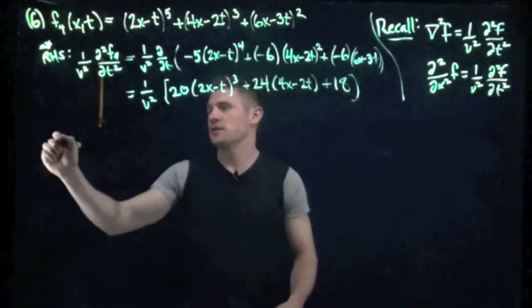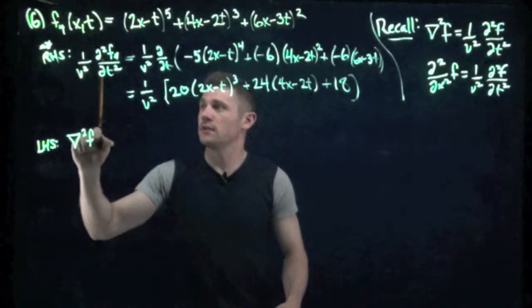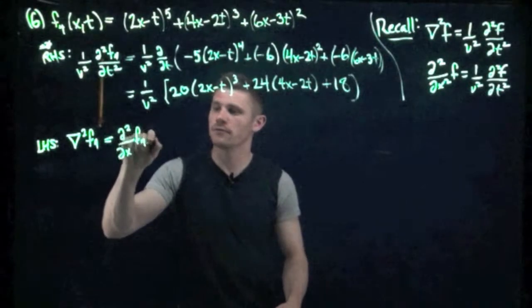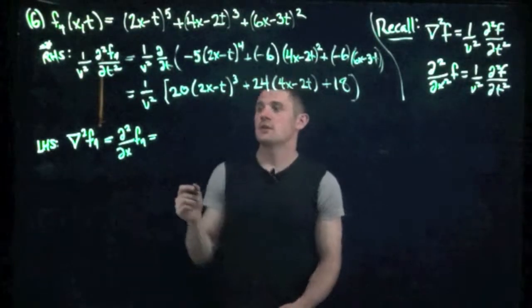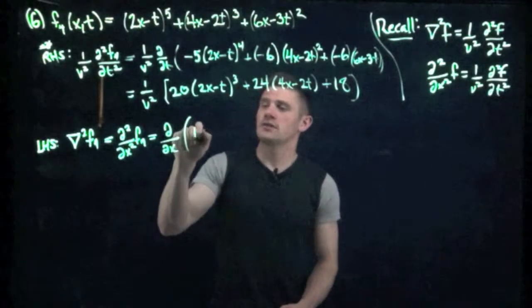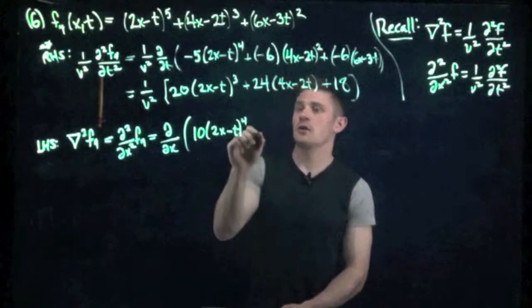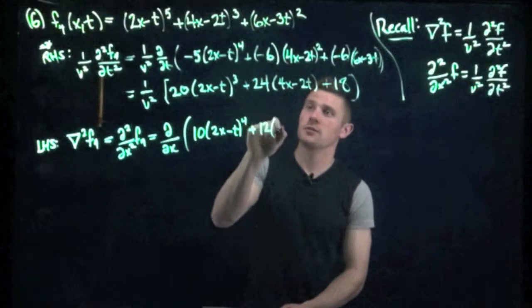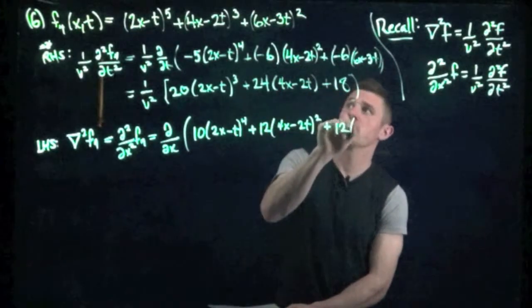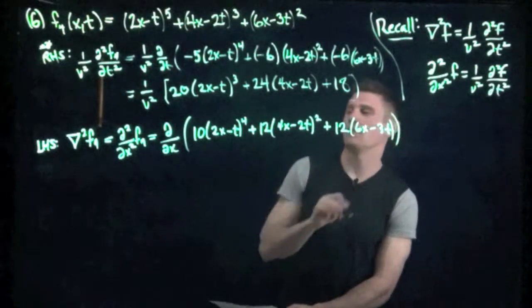Perfect. So now we look at the left-hand side, which is the Laplacian of f4, which again is just the second derivative with respect to x of f4, because we're only in one dimension. So we'll do this derivative, and the first derivative gives us 10(2x - t)^4 from the chain rule, plus 12(4x - 2t)^2 from the chain rule, and then plus 12(6x - 3t)^1.